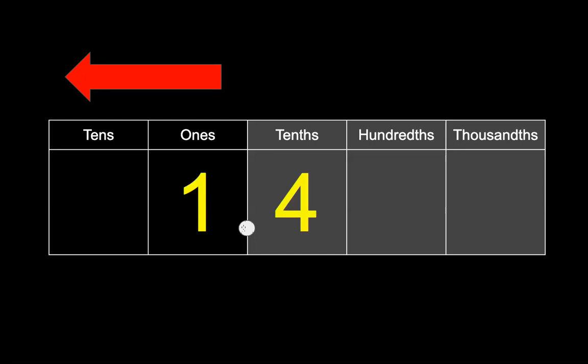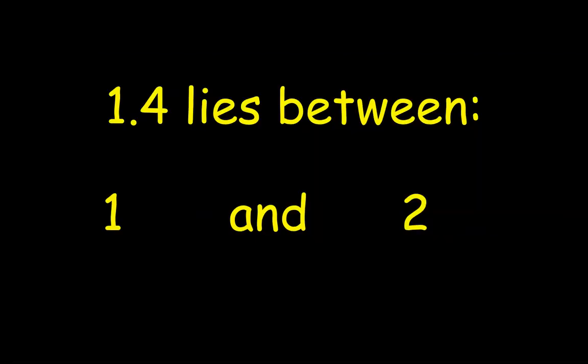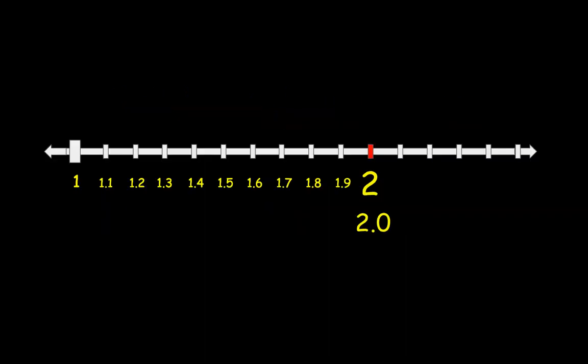Now, the number 1.4 on the number line lies between 1 and 2. Let's have a look at that. 1.4 lies between 1 and 2. There is 1 there. There is 2 there. So 1.1, 1.2, 1.3, 1.4.